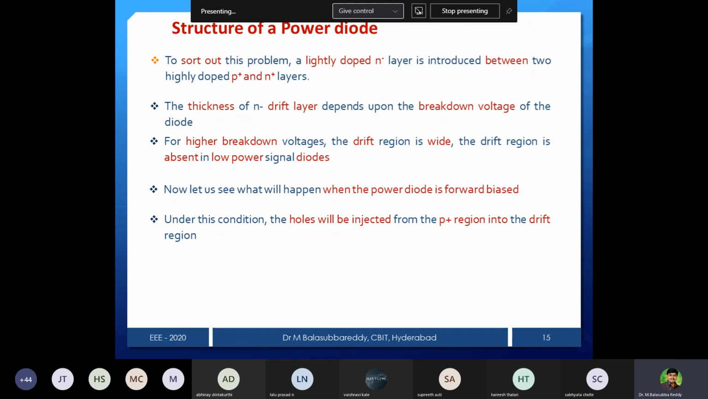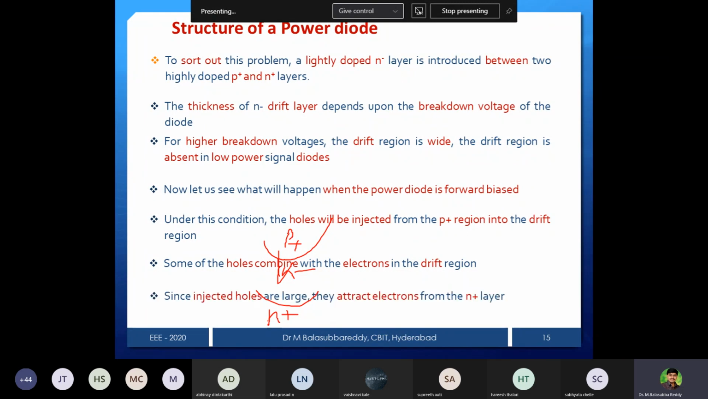Under this condition, holes will be injected from the P plus region into the drift region. Where is that P plus region? On the anode side it is P plus, then there is the N minus drift region, and on this side N plus. So holes will be injected from the P plus region into the drift region, and some of the holes combine with the electrons in the drift region.